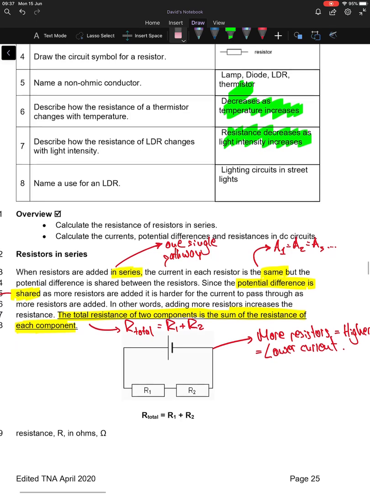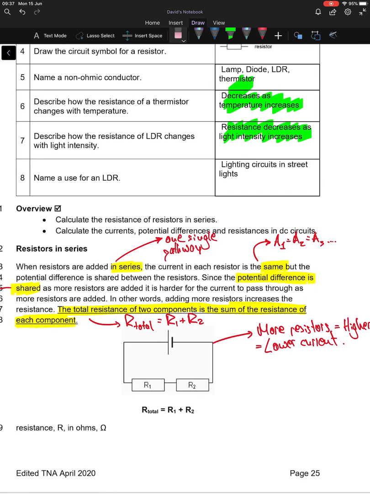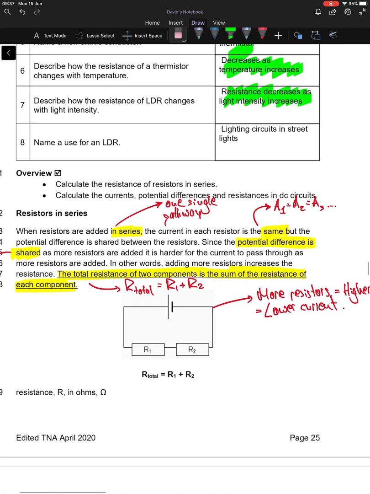Right, so we're going to look at the resistance of resistors in series circuits, and then the current and potential difference in direct current circuits as well. So let's have a look at this little paragraph at the bottom, which, if we just read it through together: when resistors are added in series, so as you remember, in series there's just one single pathway for current to flow around, the current in each resistor is the same. So remember, we might have represented this before as, for example, A1 equals A2 equals A3 in circuit diagrams.